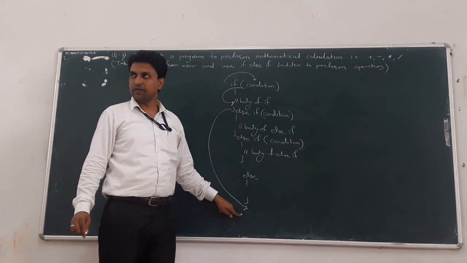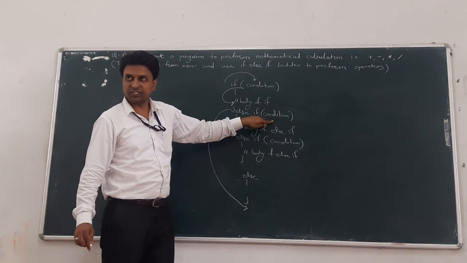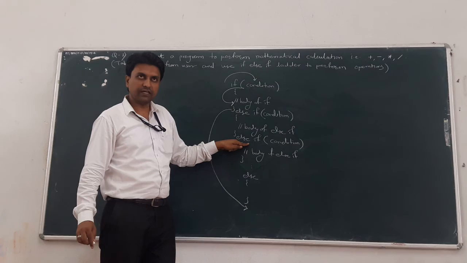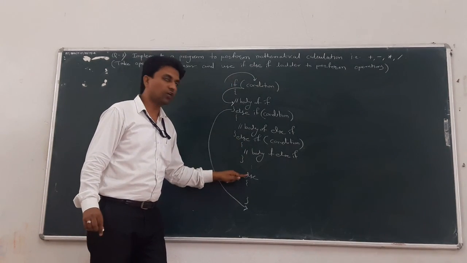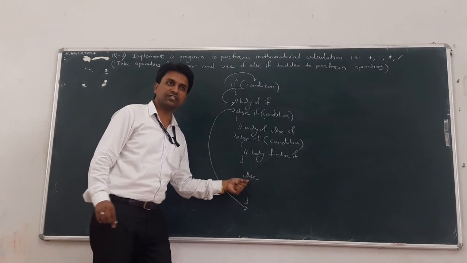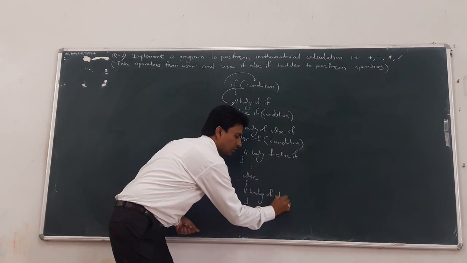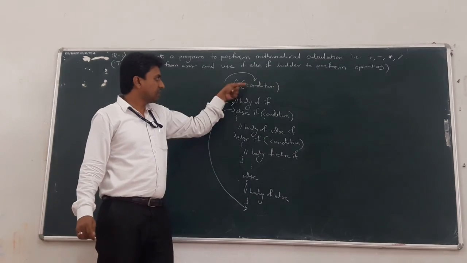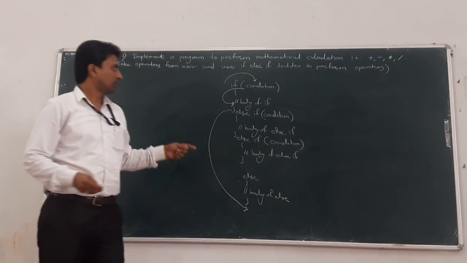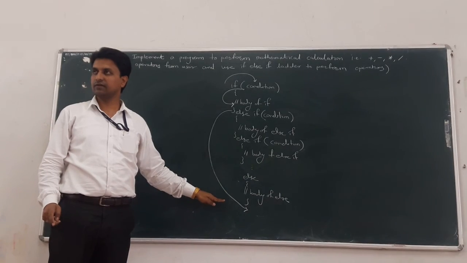If the first condition is not true, that is false, then the cursor goes to the next condition. Check the next condition. If it is not true, then the cursor goes to the third condition. Clear? Likewise, if no condition is matched, or all conditions are false, then the body of else is executed at the last. So this is the execution flow of if else if ladder.